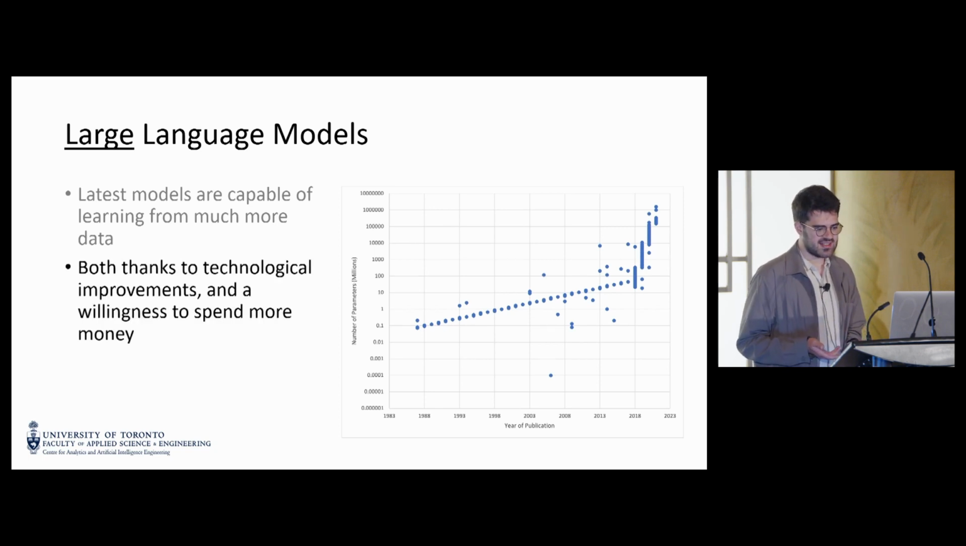And the other side of this is that in recent years, companies have been willing to invest more and more money in training these models. OpenAI hasn't made public exactly how much it costs for them to train their models, but it's been estimated that training GPT-3 could have cost them anywhere in the range of $400,000 to $4 million. So the developments in this area in the last few years are both thanks to some technological advances, but also just an increase in the amount of money and resources being spent on training.